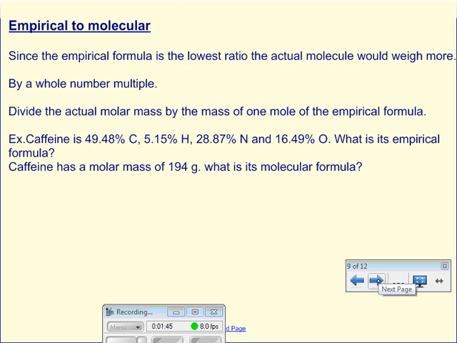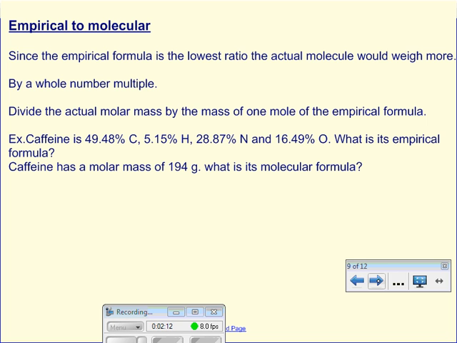Let's look at going from empirical to molecular formulas. Since the empirical formula is the lowest ratio of the actual molecule, the actual molecule does weigh more, and it weighs more by a whole number multiple. We have to try and find out what that multiple is. So we divide the actual molar mass by the mass of 1 mole of the empirical formula, and that gives us our multiple. I'll show you what I mean in a second.